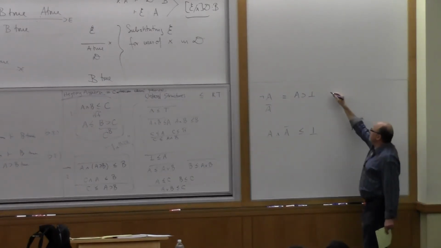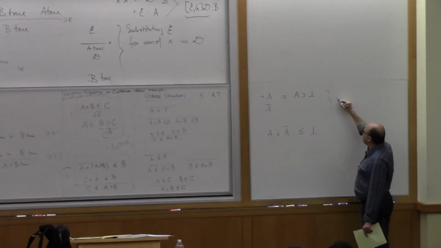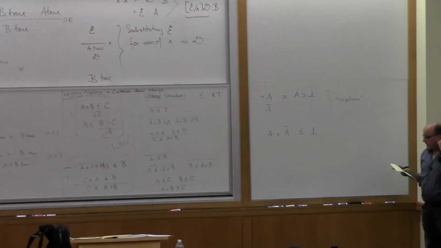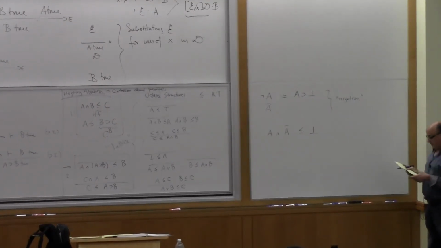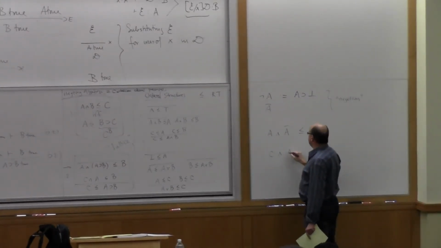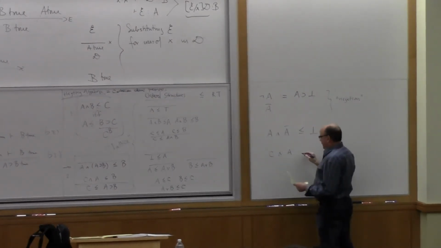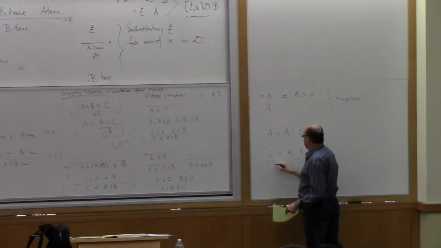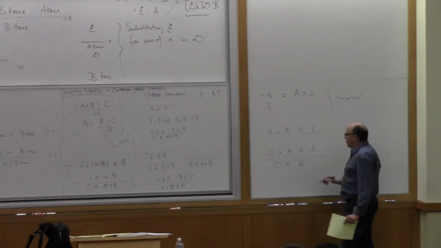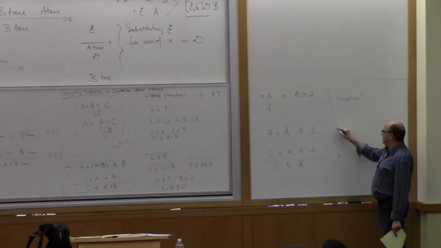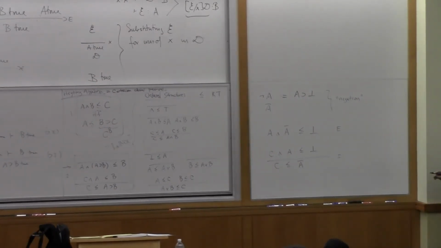So the idea is that this has some of the flavor of negation. Okay, this is called negation, and in fact, that's the way this is defined. And the other thing you'll notice is the following kind of intro principle. This is kind of the elim rule that says if C together with A is less than or equal to bottom, if that's contradictory, then C is less than or equal to A bar or not A, depending on how you look at it. So this is sort of the introduction rule for negation, and this is kind of the elimination rule for negation.